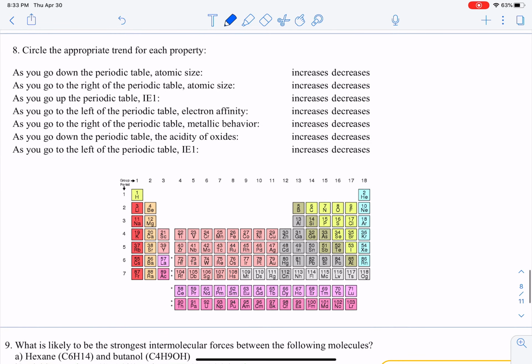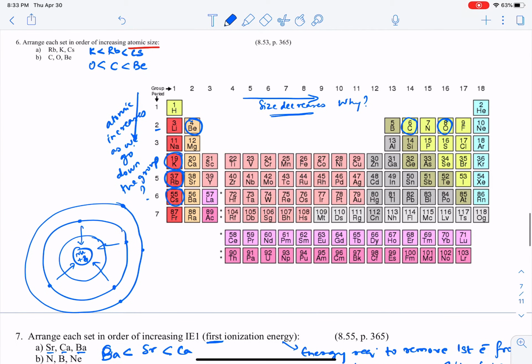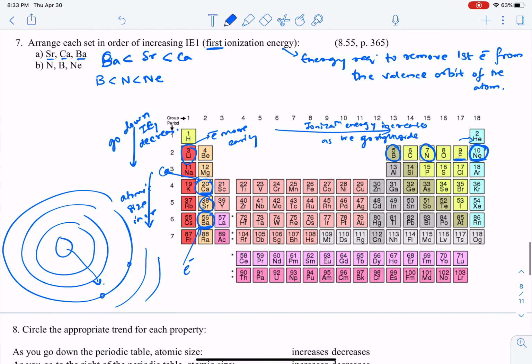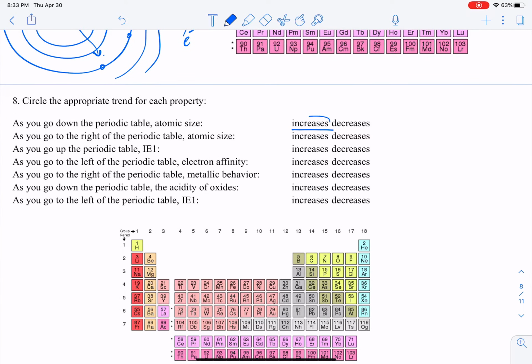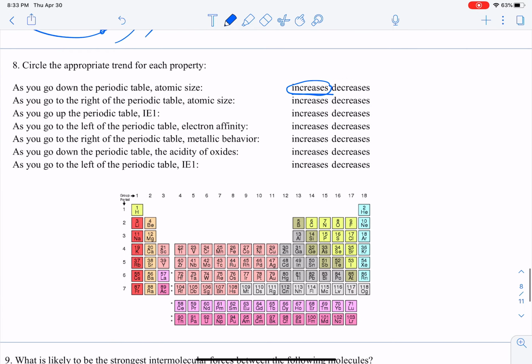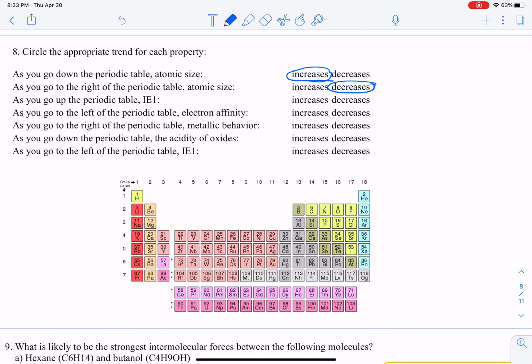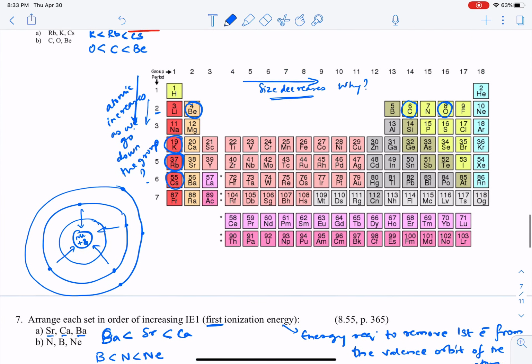Circle the appropriate trend for each property. So it's more about understanding the trends. Okay, so half of the trends we have already studied in the previous question. So as you go down the periodic table, atomic size, you saw this, atomic size increases as you go down the group. Okay, so we'll write increases. Okay, that's the answer. As you go to the right of the periodic table, atomic size decreases, so we'll write size decreases. So if someone is listening to this question directly, please refer to question number 6 and 7 for reference.